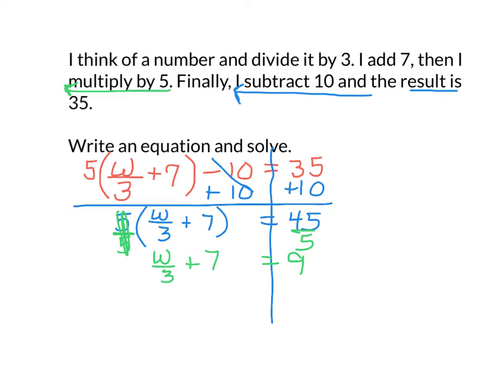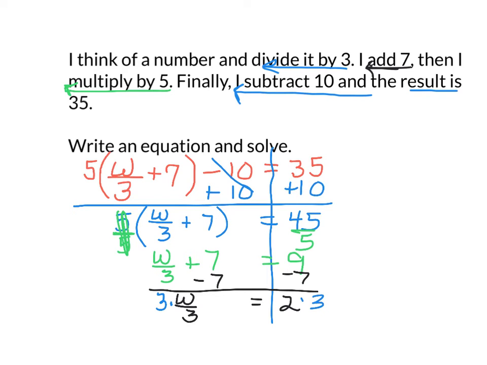Okay, now I'm going to undo the adding 7, and that would be by subtracting 7. I'm left with w over 3 equals 2. And then I'm going to undo the divided by 3. The opposite of divide by 3 again is multiply by 3, times 3, times 3. And again, 3 and 3, they make 1. I'm left with w equals 6.